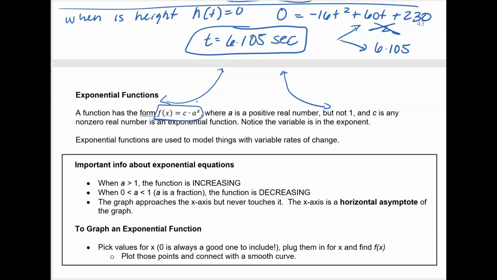So there's a couple things about this graph. When the a value, we call that the base, is greater than 1, the function's increasing. So for example, if you had the function f of x equals 3 to the x, that's going to be an exponential growth. If the a value is less than 1, so if it's like f of x equals 0.5 to the x, then it's going to be exponential decay. It's going to be decreasing. And then it does have a horizontal asymptote, which just means that it never touches the x-axis. It gets really, really close to the x-axis, but it doesn't ever touch.